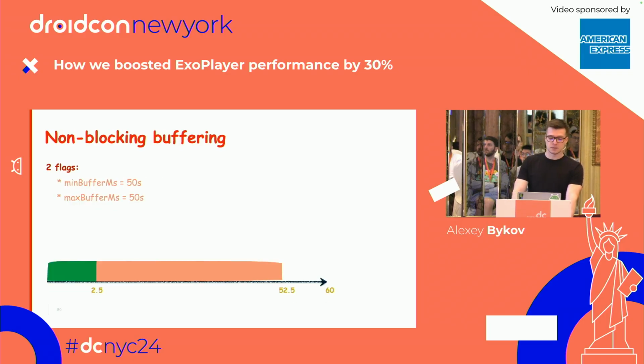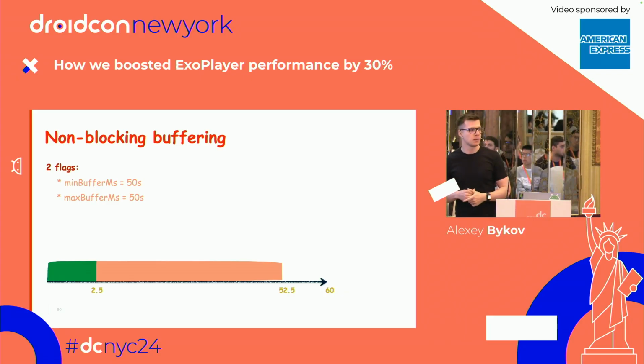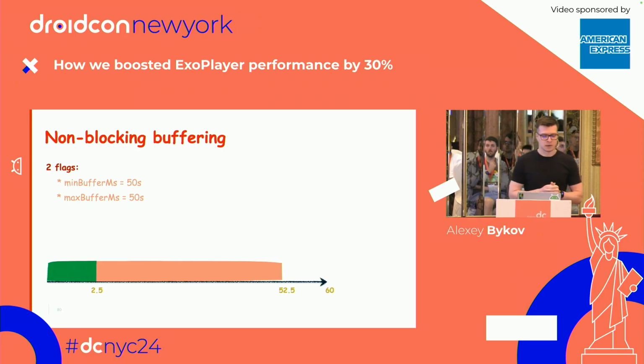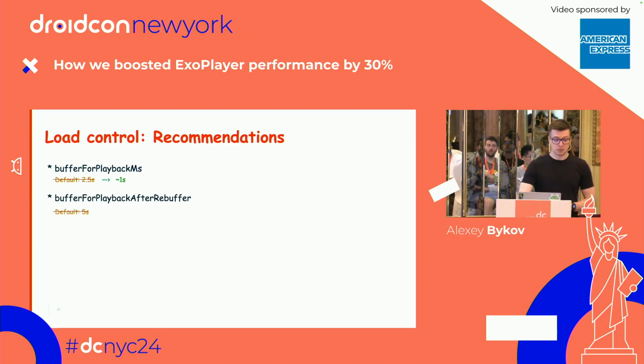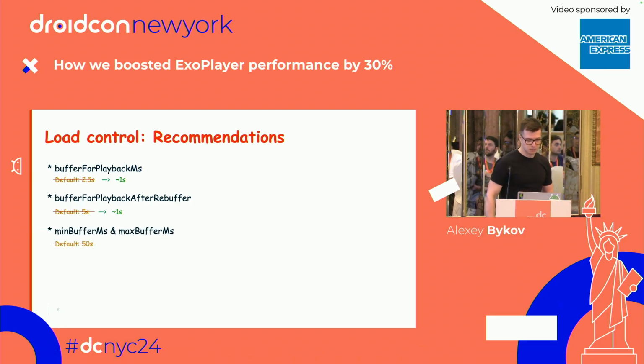And we also have flags for non-blocking buffering, two really important ones. Min buffer is a value that will always be backfilled during the playback, while max buffer is the value at which point video buffering is going to be stopped. So what did we do with all of those flags? We conducted a lot of experiments and replaced all of those values with different ones. For example, since most of our video playbacks are shorts, we replaced buffer for playback with 1 second, buffer for playback after rebuffer also with 1 second, and min and max buffer from 50 seconds to 20 seconds, because it doesn't make any sense for us because we have short videos.